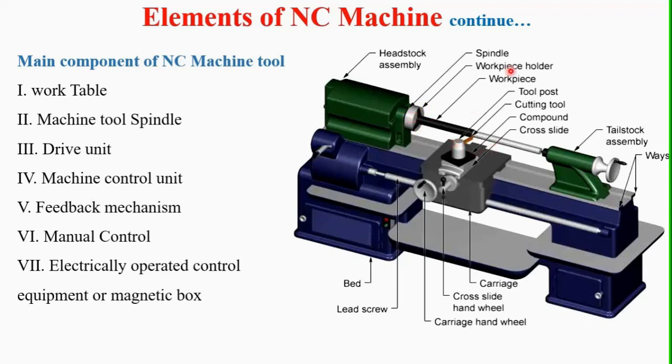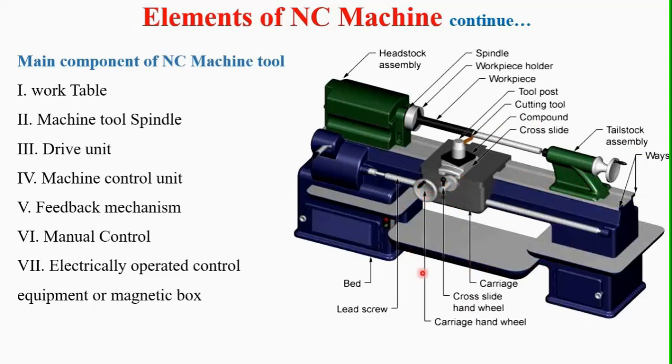Then this is the tool post where we can mount the various tools required. Then the cutting tool. Then the cross slide is also provided here, which moves in this perpendicular direction. Then this is the tailstock, which moves on these guideways. The guideways are provided to guide or to move this tailstock assembly. Then this is the carriage which is provided to hold this tool post assembly. Then this cross slide wheel is given here.